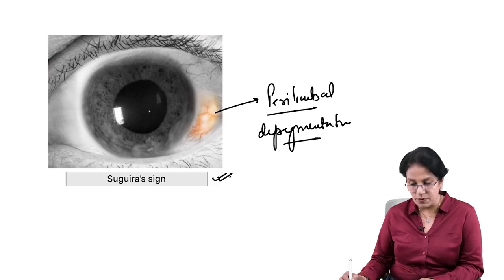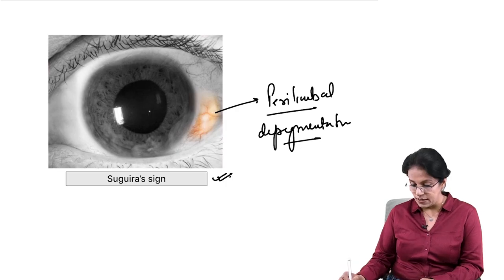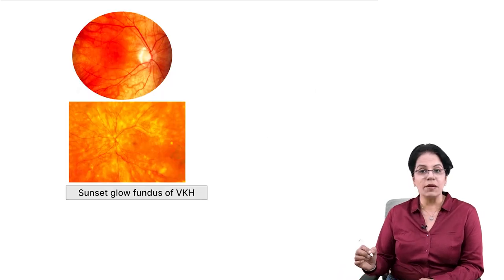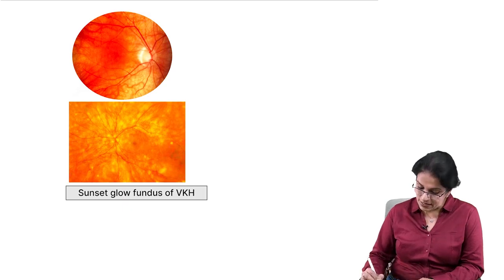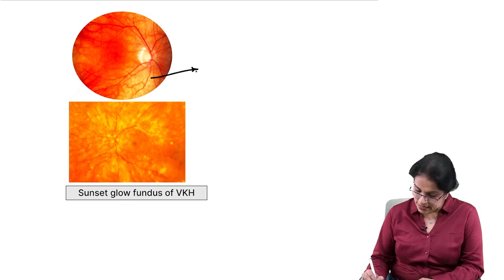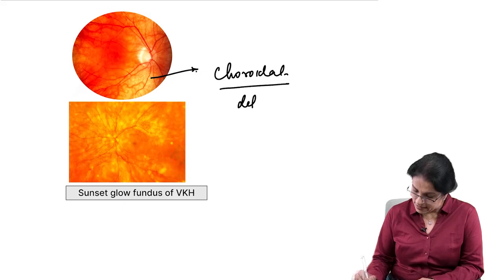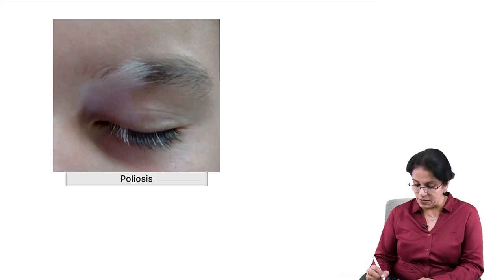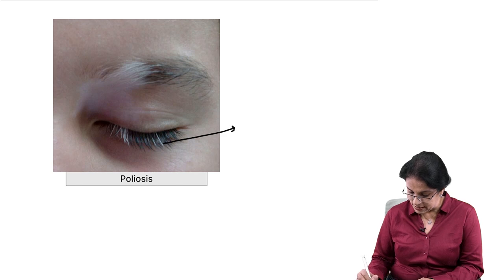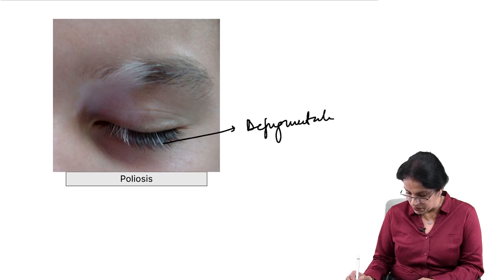But apart from that, what else we can have is depigmentation in the choroid. And when there is a depigmentation in the choroid, this choroidal depigmentation leads to sunset glow fundus. Next, it can be poliosis. This is most common. This is eyelashes. Mainly depigmentation in the eyelashes is causing poliosis.